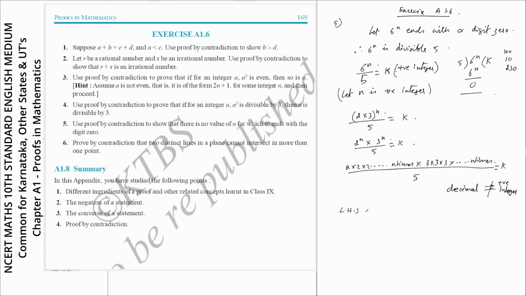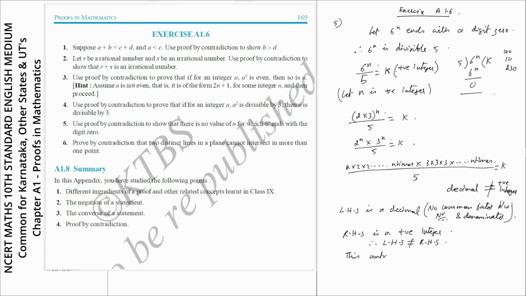Left hand side is a decimal because there is no common factor between numerator and denominator, and right hand side is a positive integer. Therefore LHS is not equal to RHS. So why does this contradiction arise?